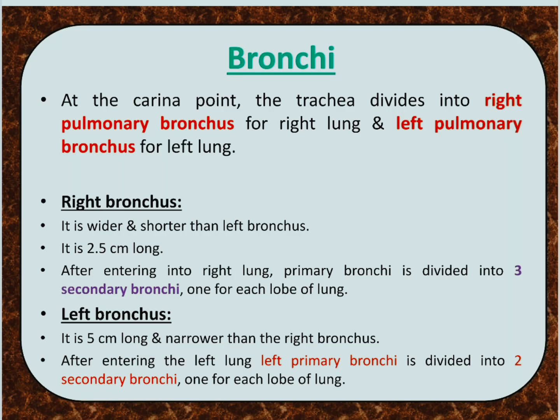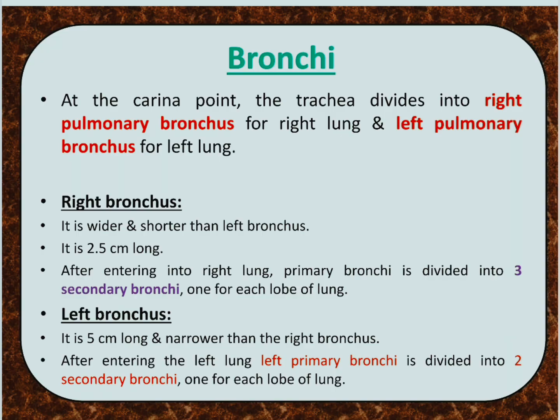So next is bronchi. At the carina, the trachea divides into the right pulmonary bronchus of the right lung and the left pulmonary bronchus of the left lung. The right bronchus is wider and shorter than the left bronchus.